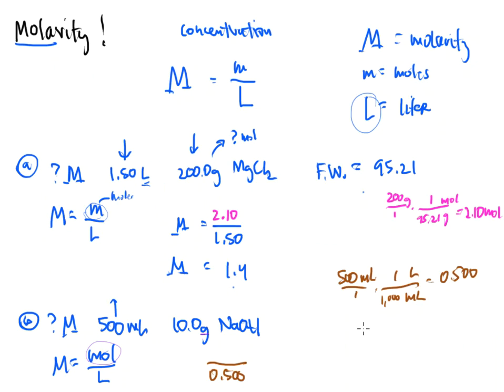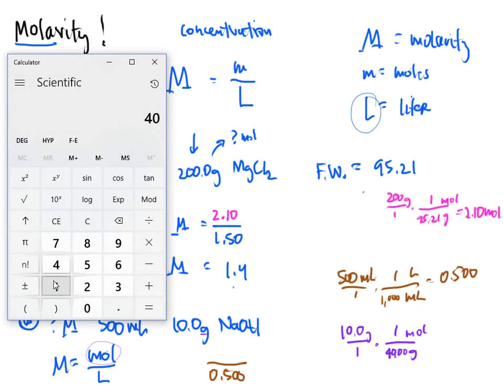So over here, I'm going to do 10 grams of NaOH over 1, gram on top, gram on bottom, and I need to get to mole. Well, I can go from gram to mole if I know formula weight. Formula weight told me 40 grams per 1 mole. So I'm going to take 10 and divide that by 40, and I get 0.25 as an answer.